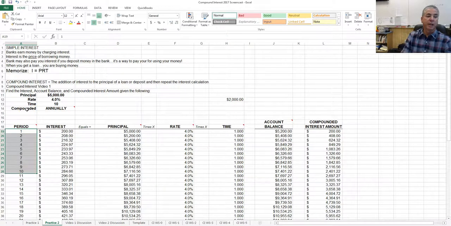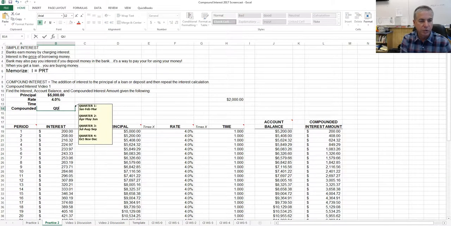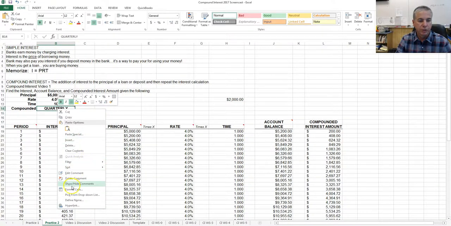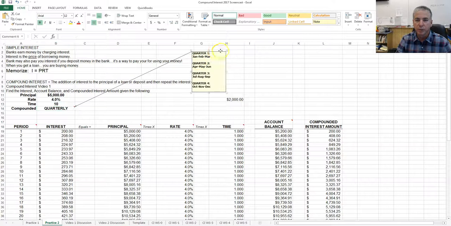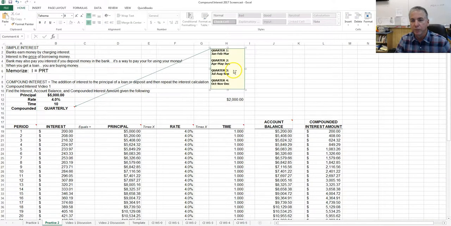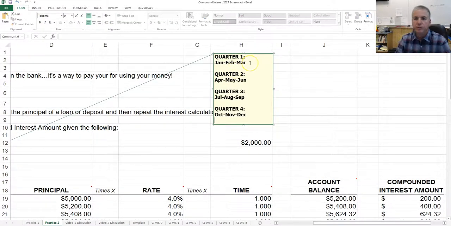Now let's take a look at compounding quarterly and see how that's different. So now it's going to be quarterly. I'll change this, and you can do this on yours too. What is quarterly? Well, let's show that comment here. It wouldn't be a bad idea for you to insert a comment like this so you know this. Quarters are breaking the year up into 4 periods, or every 3 months. So there's 4 quarters in a year consisting of 3 months.